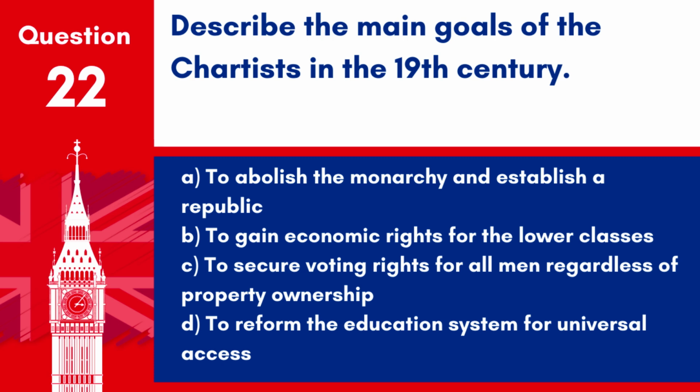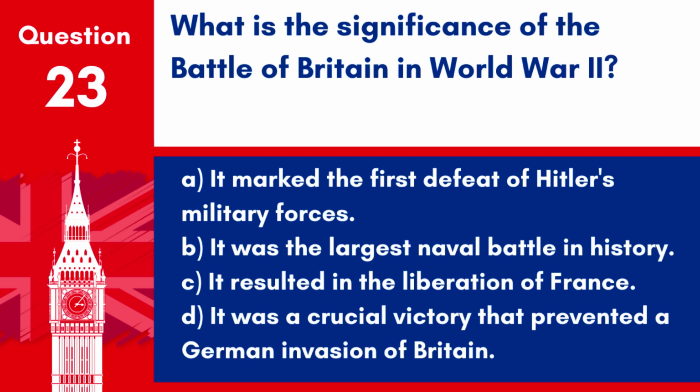Answer: C. To secure voting rights for all men regardless of property ownership. The Chartists were a working-class movement for political reform in Britain that sought to achieve universal male suffrage and other democratic rights. Question 23. What is the significance of the Battle of Britain in World War II?